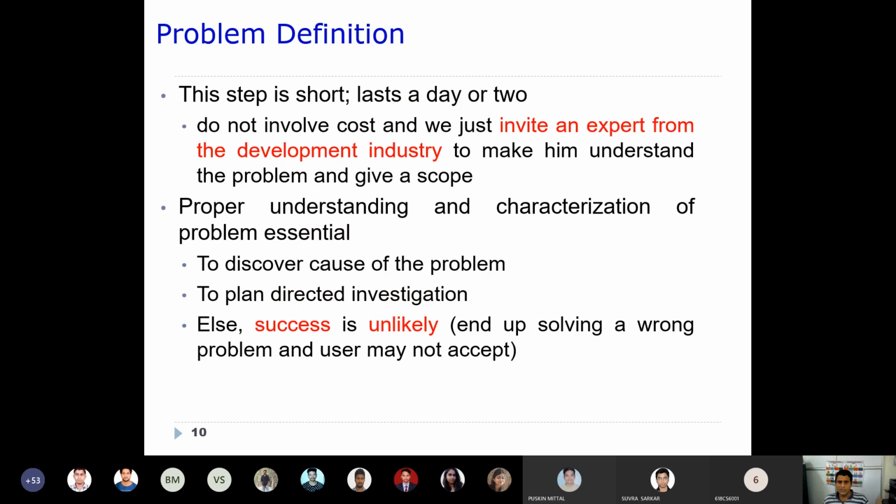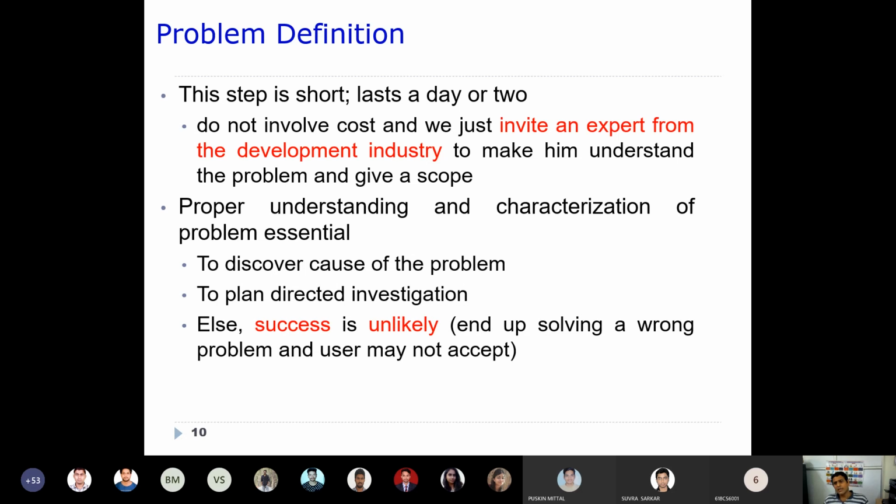This step is very short. That means this activity is very short, and it lasts 1 or 2 days. Usually it doesn't involve any large amount of cost or investment. It doesn't require any large investment at this point of time. What we usually try to do in this phase is invite an expert from the development industry, who is going to develop your software. We call an expert from that industry.